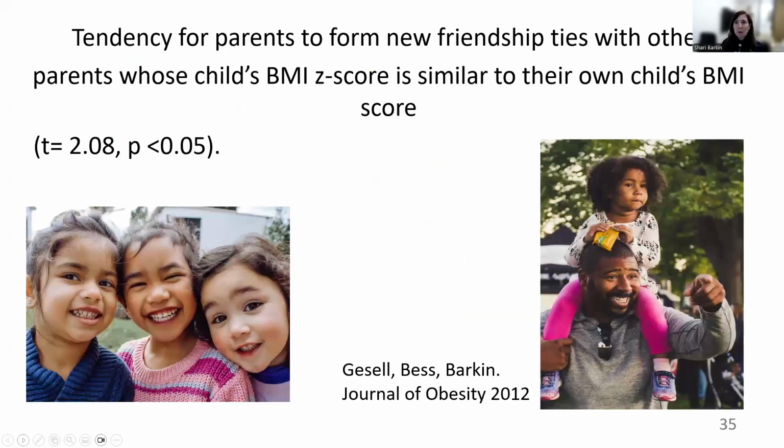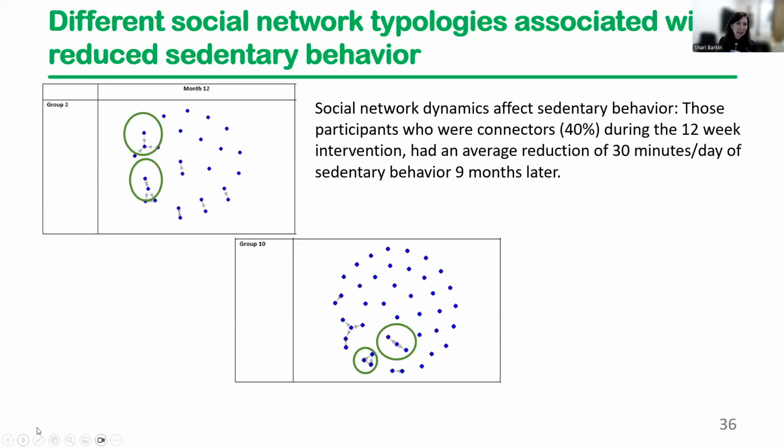I just briefly wanted to mention this because it reminds me about when we bring groups together and we're looking at behavior change. We saw that there was a tendency for parents to form new friendship ties with other parents based on their child's BMI Z-score. Not consciously, but they were tending to meet new people if their children looked similar, and not just gender and age, but also body habitus. That was interesting because that allows you to understand changes in norms.